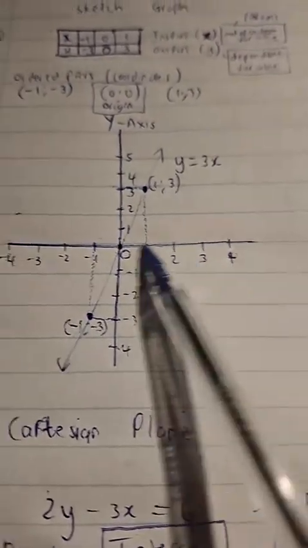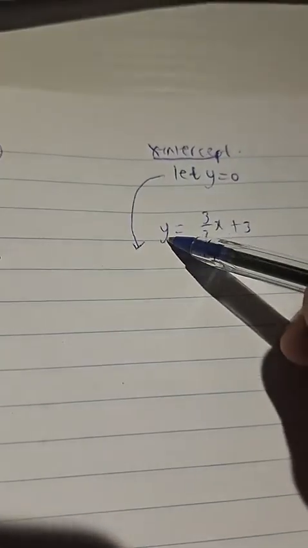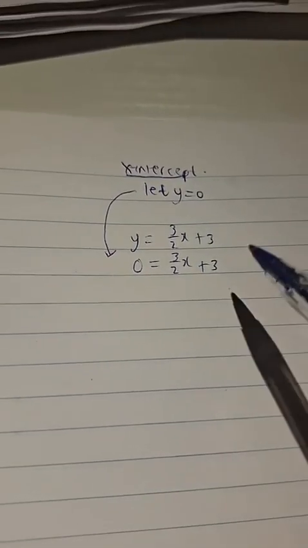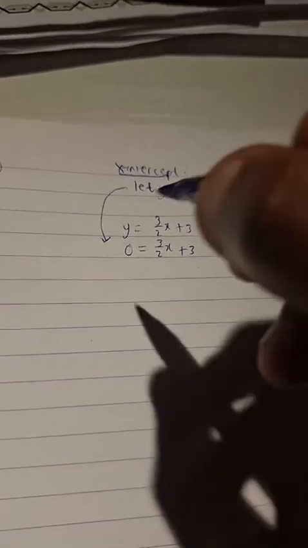Now we want the x-intercept, where the graph cuts the x-axis. Remember, everywhere on this horizontal line, the value of y is equal to 0. That's why we let y be equal to 0. So let's go to the equation and write it again, and let y be equal to 0. In the place of y, we write 0 = 3/2 x + 3. Now, you've seen solving for x in an equation like this. It's simple. We take the positive 3 and transpose it.